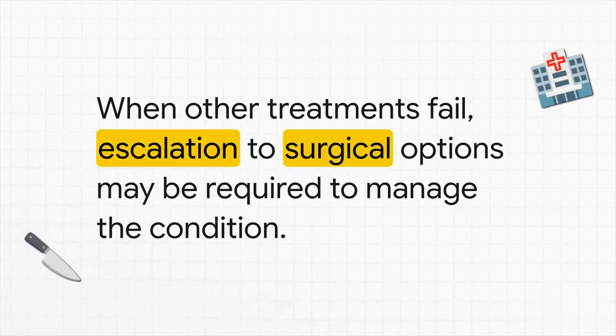And that's our cue to start moving towards procedural interventions. This could mean things like ablating the bad veins or other surgical techniques. The goal is the same: eliminate the source of that backward flow, that reflux, and finally lower that damaging venous pressure for good.